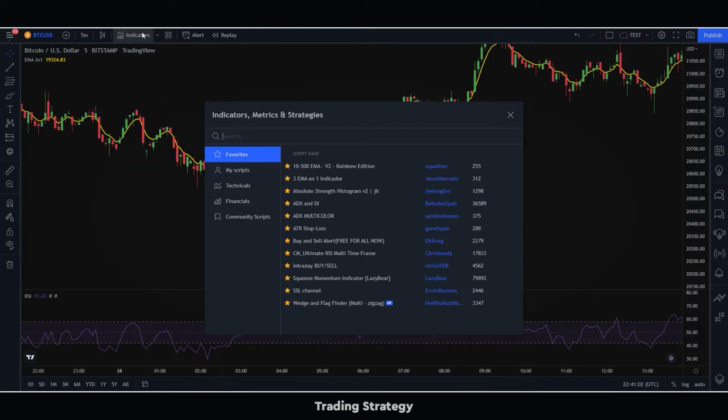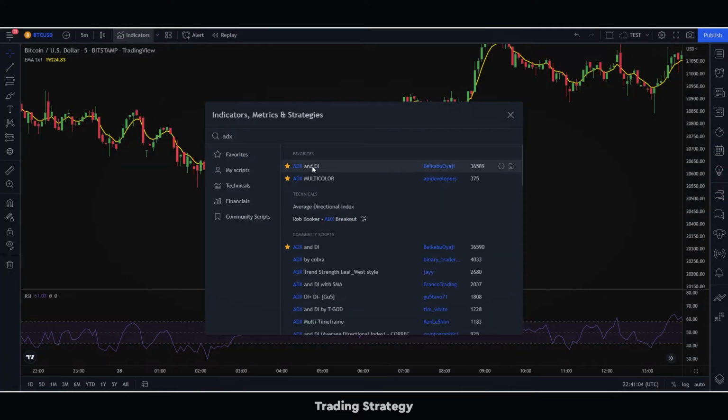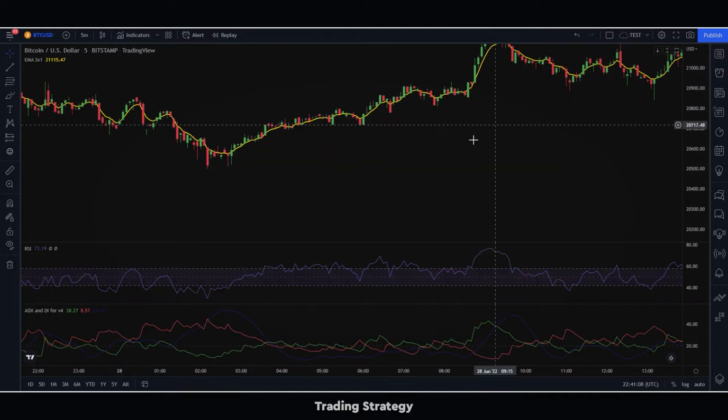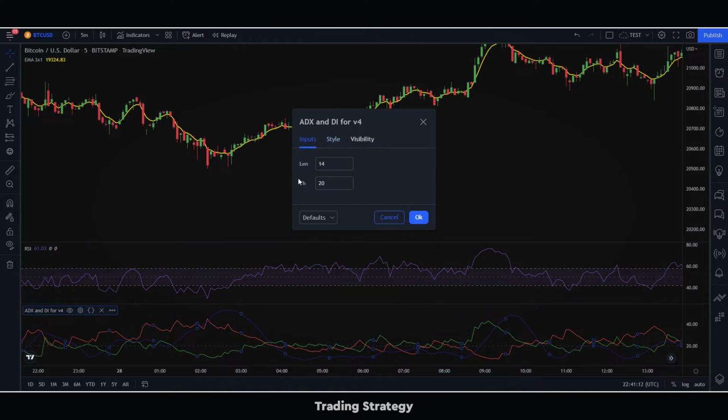Finally, we will add the ADX indicator. To this indicator, we will leave the default configuration, and we will change the ADX line to white.